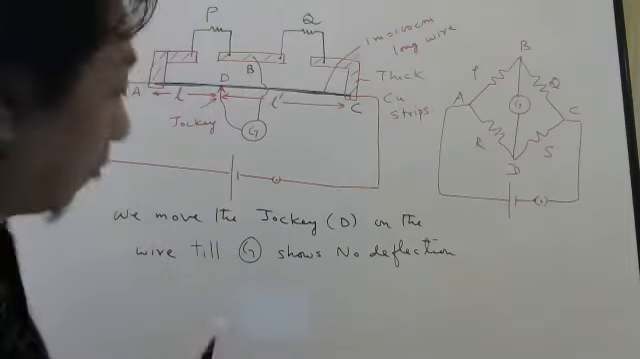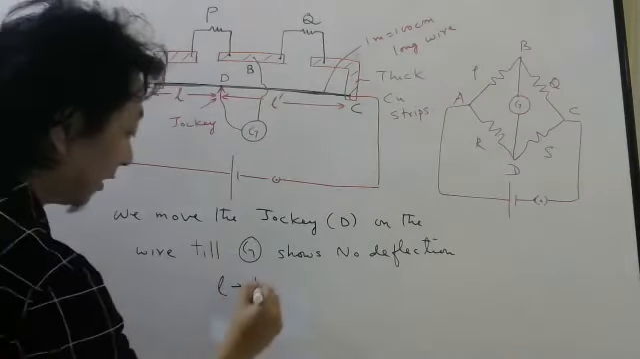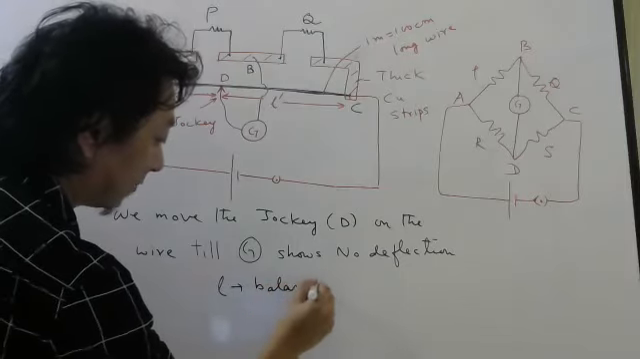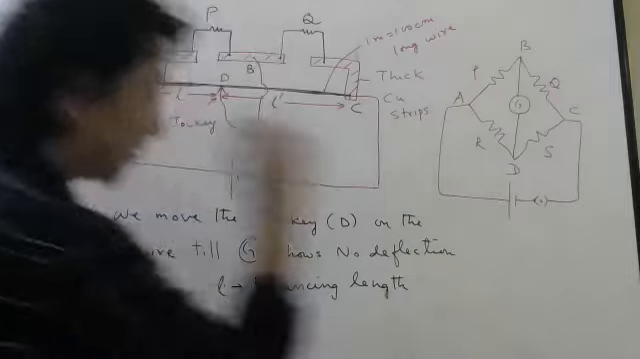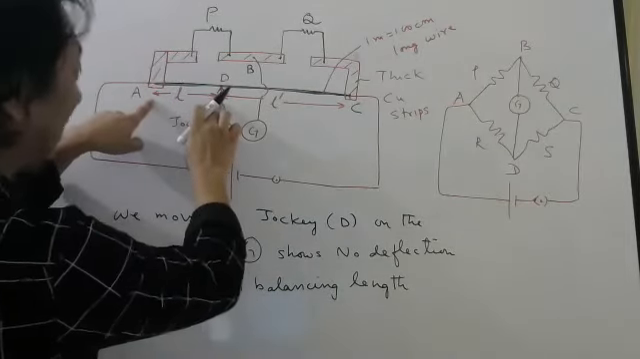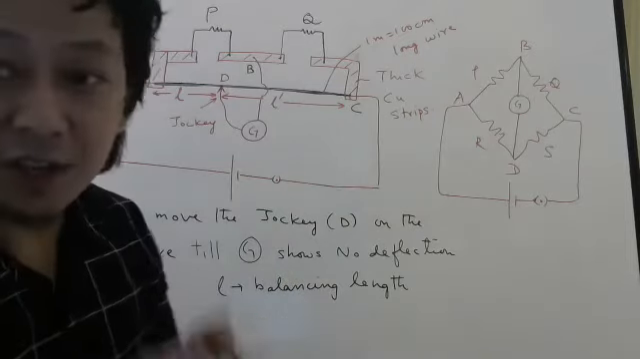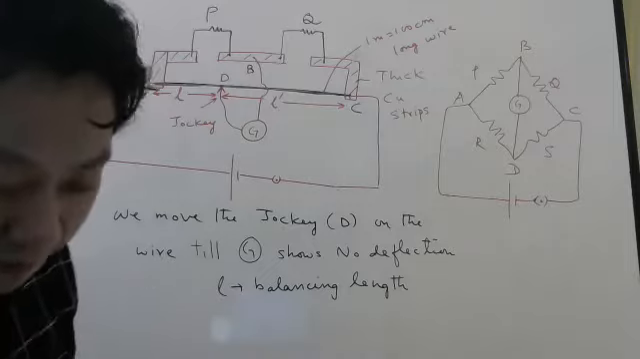When this happens, this length L is called the balancing length. Why is it called balancing length? Because when this much is the length, the galvanometer does not show deflection, meaning the circuit is balanced.